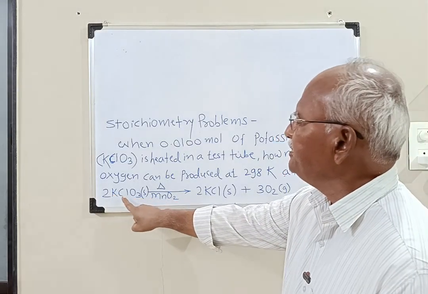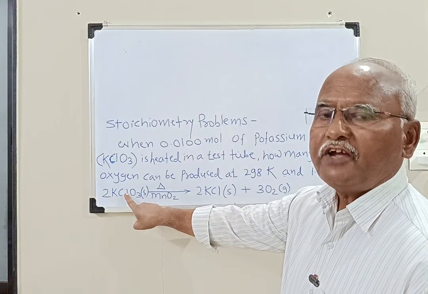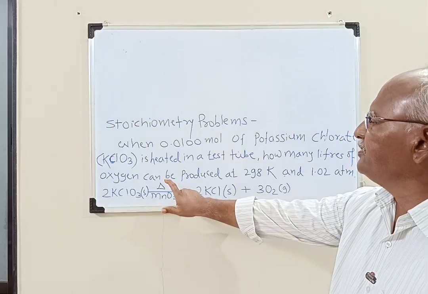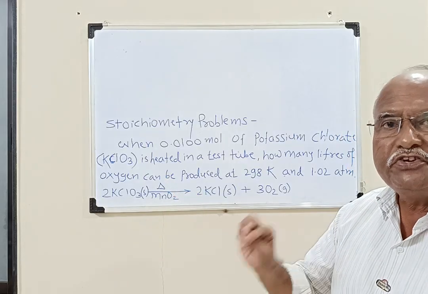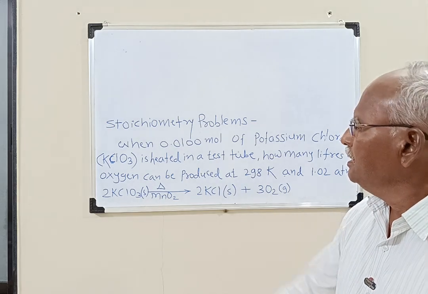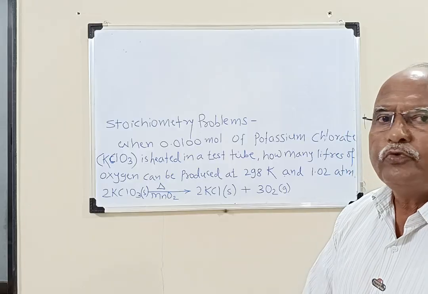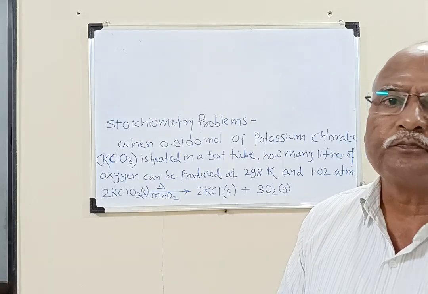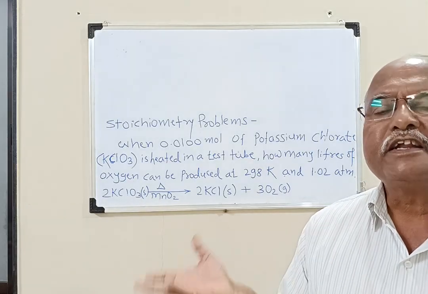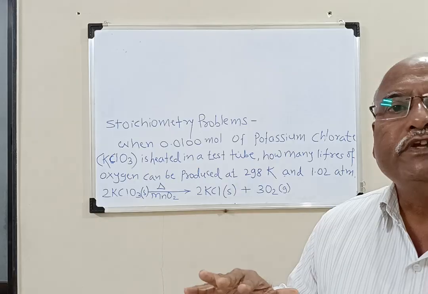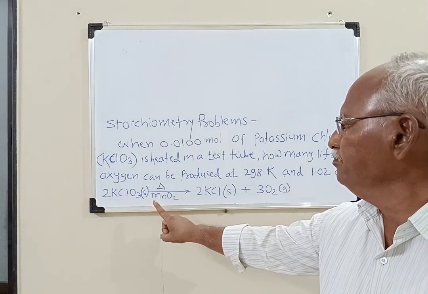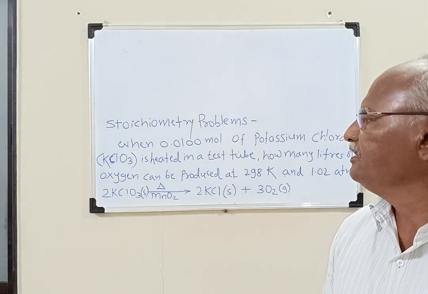KClO3 is potassium chlorate. Potassium chlorate is heated. Heating is represented by the delta sign. MnO2 is used as a catalyst. A substance which increases the rate of the reaction without participating in the reaction is called a catalyst. Manganese dioxide is the catalyst.